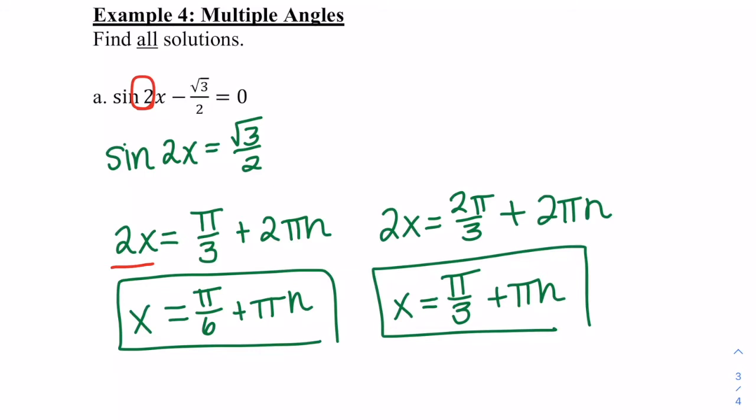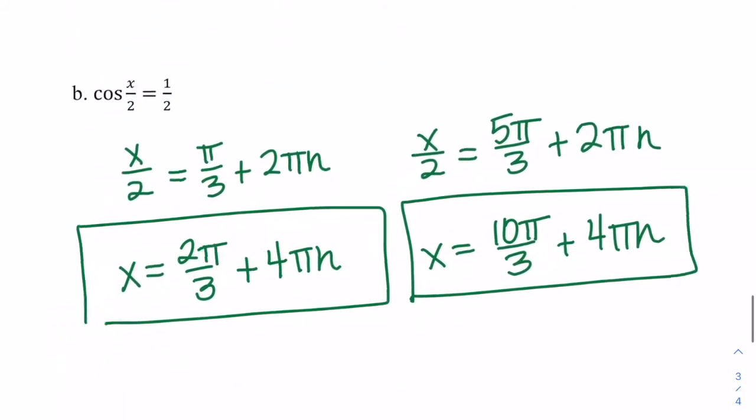And so just remember this 2, which is our b, would change the period. Remember, the period was 2 pi, but we divide by b, which is our 2. So again, this period for this function would be just pi. Now let's look at the second one here.